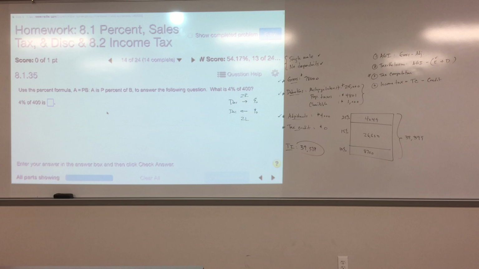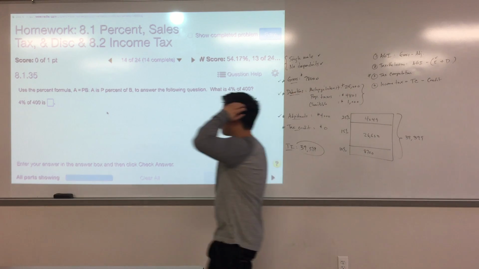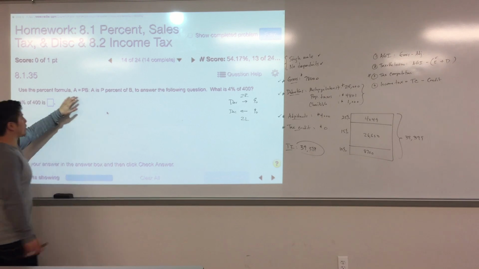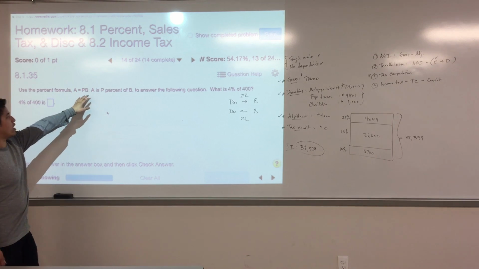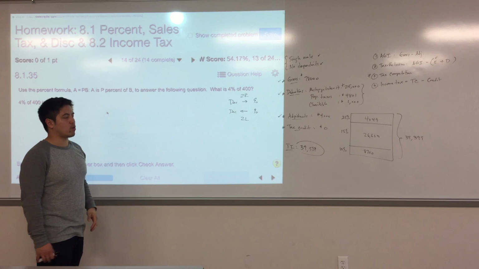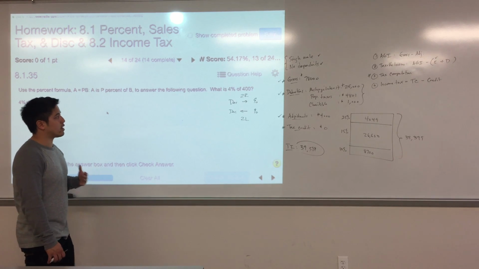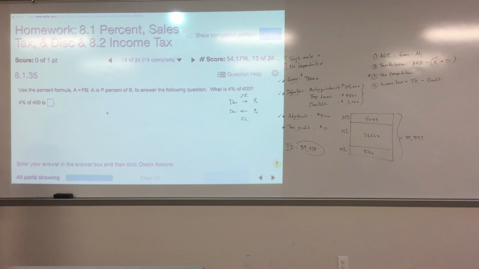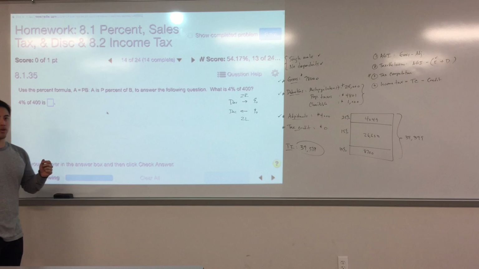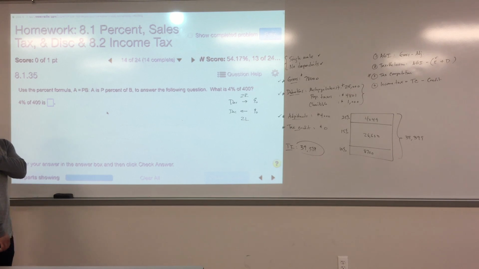Okay, now we go to these, which use the percent formula, A equals P times B, where A is the percent of B, to answer the following question. Yes, you can divide everything by 100 and do it that way. There's actually 3 ways to do it. I'm going to show you the first way, which to me is a little bit easier, using proportions. And I'll show you an alternative way as well, okay?